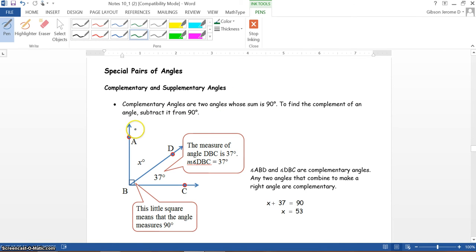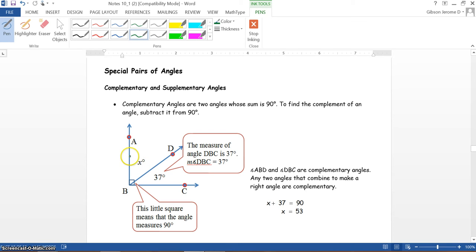Okay, now, it says here, we have this angle. It says the measure of angle DBC is 37 degrees. Now it says angle ABD and DBC are complementary angles. Any two angles that combine to make a right angle are complementary. So we have x plus 37 equals 90. X is equal to 53.